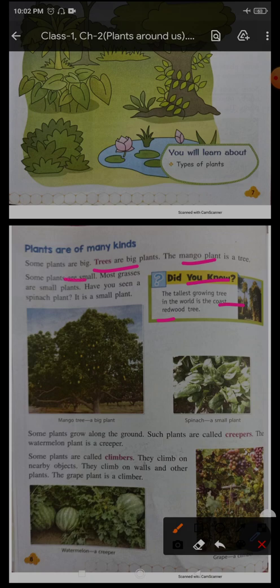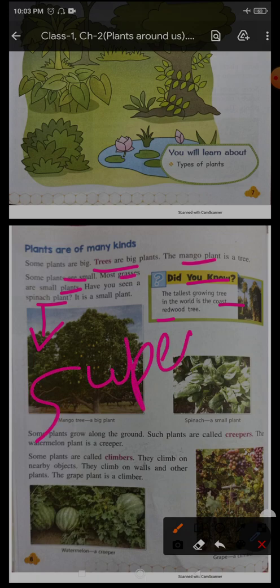Okay, some plants are small, like most grasses are small plants. Have you seen spinach? See, what is the pronunciation? Spinach. I repeat, spinach. It is a small plant. Spinach is called a superfood.